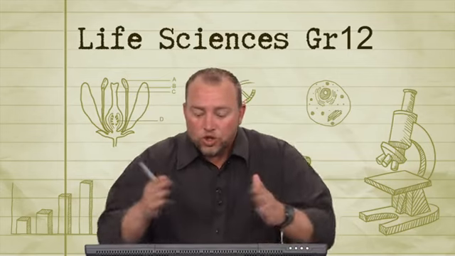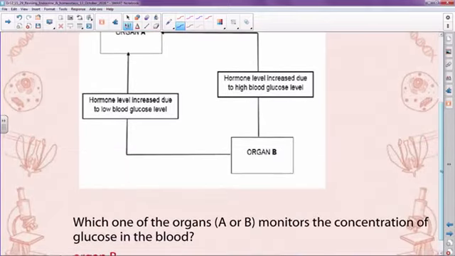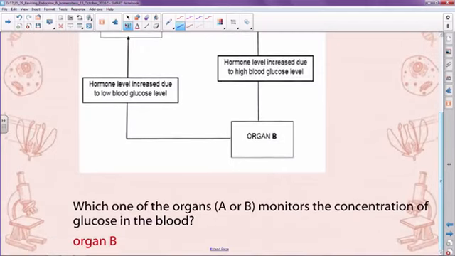Okay, which organ monitors the concentration of glucose in the blood? And of course, we know it is organ number B. Okay, the reason why it's organ number B, what was B? Can you remember? B was, think about it carefully, B is your liver.